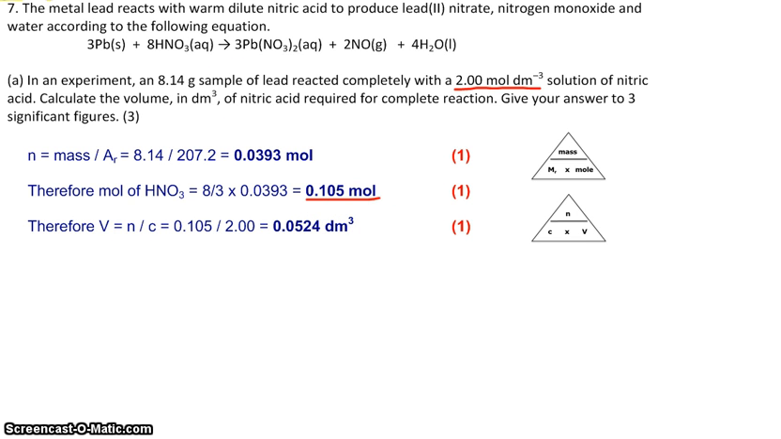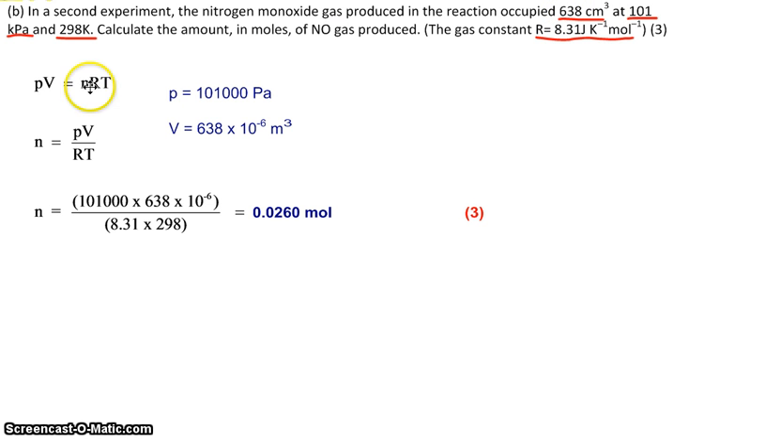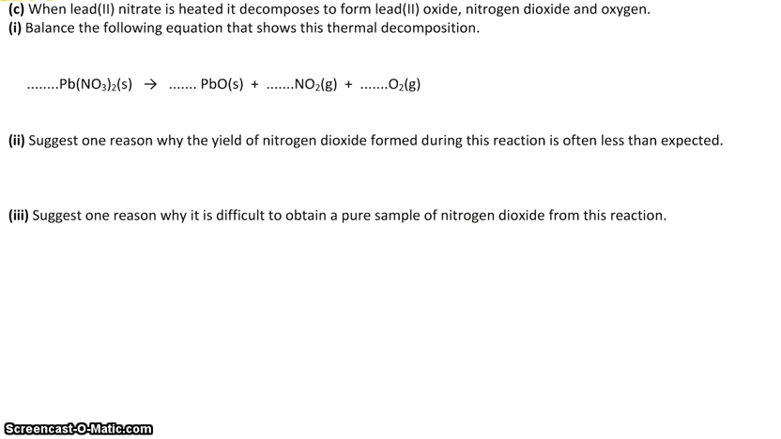And now we move on to 7b, which is again an ideal gas equation question. This time you've got to take care there with the units especially. We have to calculate the number of moles, so rearrange the equation, convert the units here. We've got 101,000 pascals, and we've got 638 cubic centimetres becomes 638 times 10 to the minus 6 cubic metres. Put these numbers into our rearranged equation, and we get 0.02060 moles.